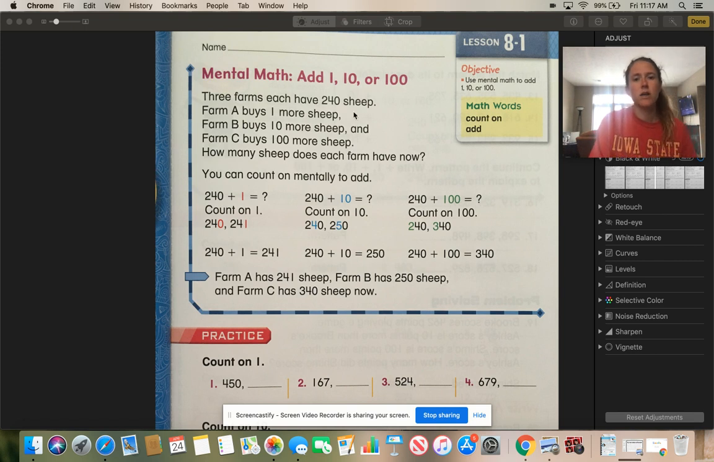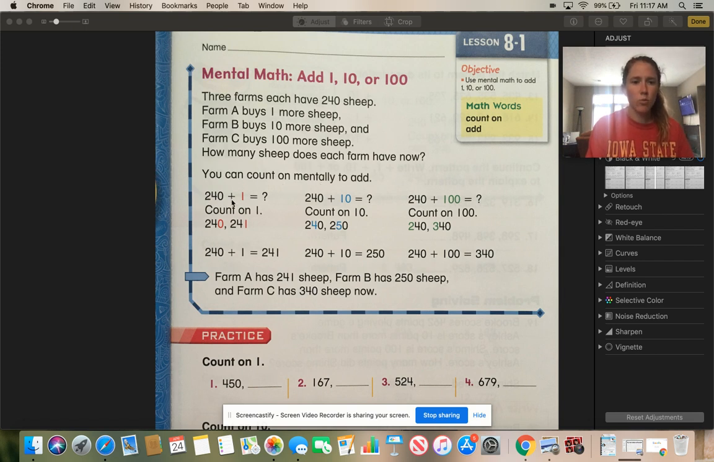3 farms each have 240 sheep. Farm A buys 1 more sheep. Farm B buys 10 more sheep. And Farm C buys 100 more sheep. How many sheep does each farm have now? You can count on mentally to add.